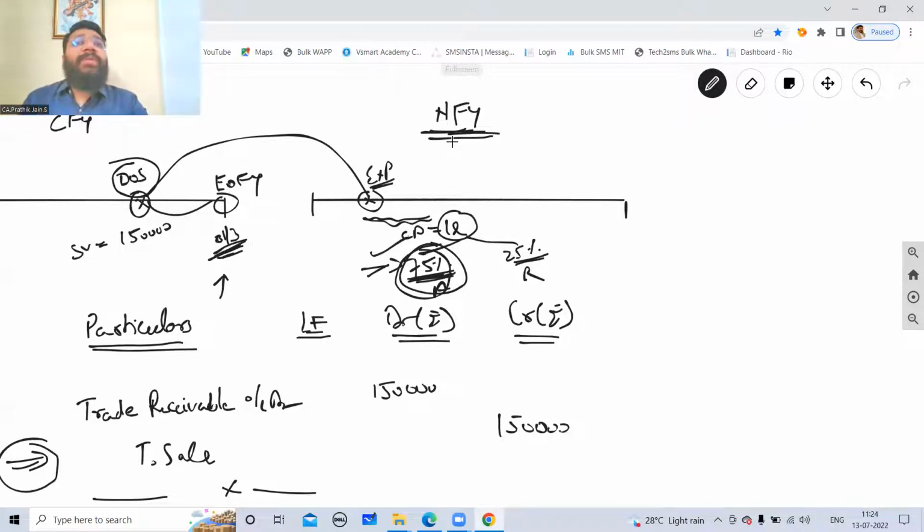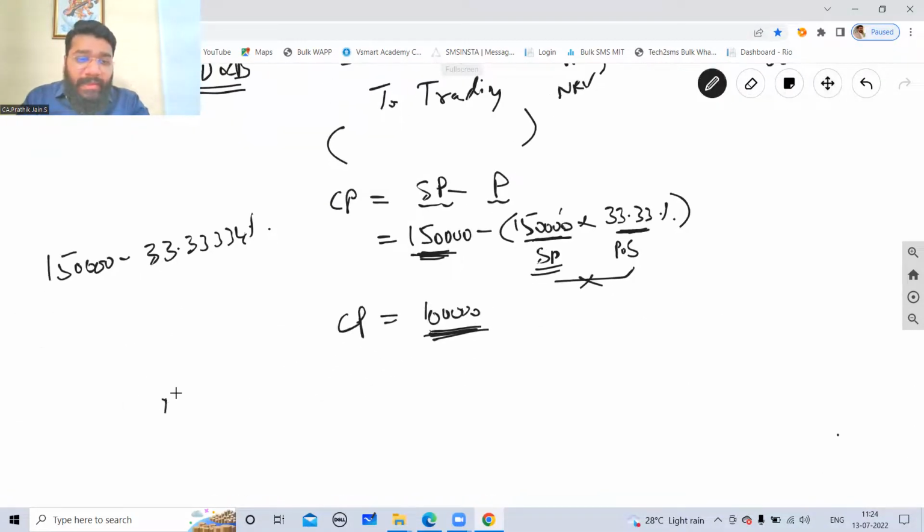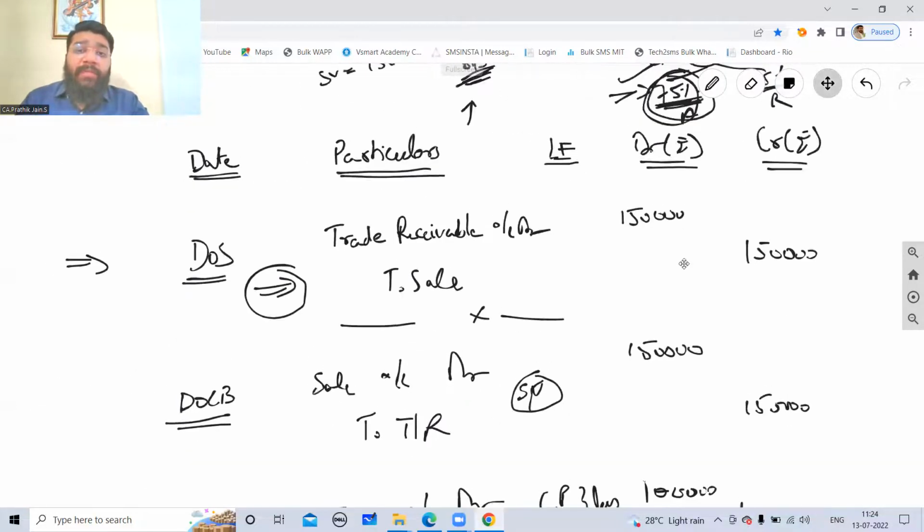Since the previous year acceptance was not given, you reverse the sale. In the current year, the acceptance is given, you have to record the sale. So what will be the journal entry? In the next financial year, on the date of acceptance, what will be my journal entry? Trade receivable account debit to sales. At what price? At selling price.